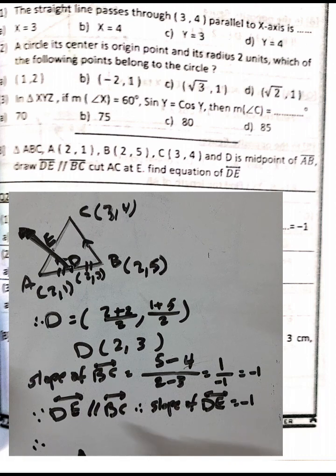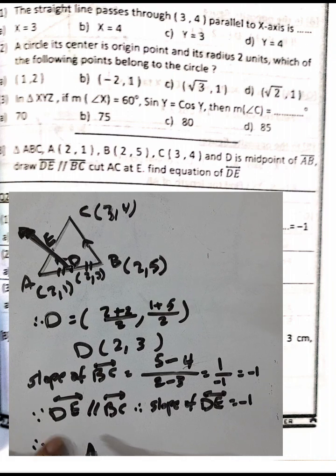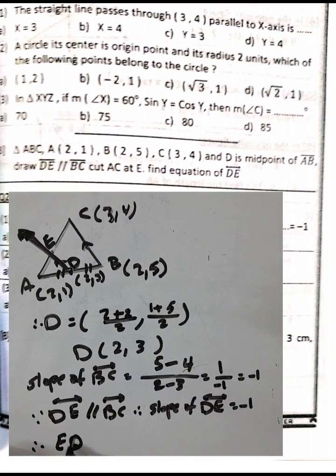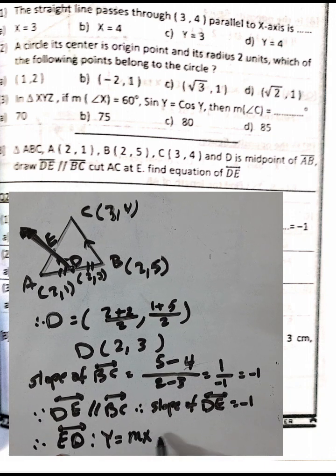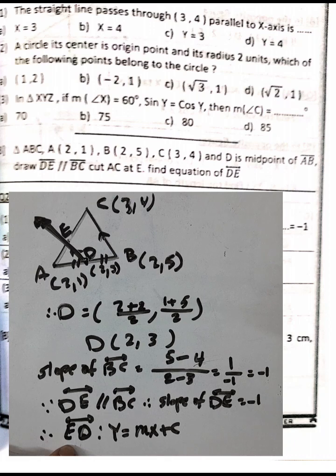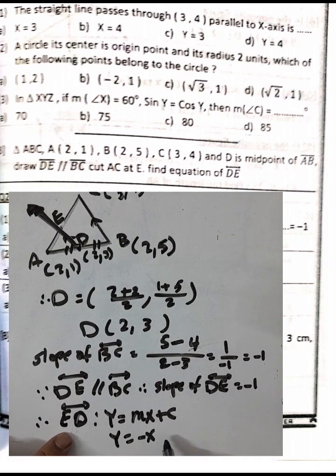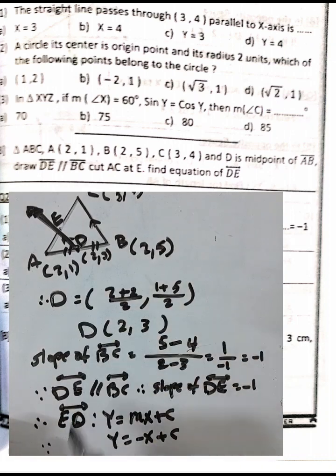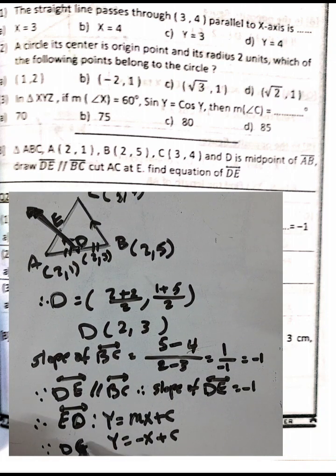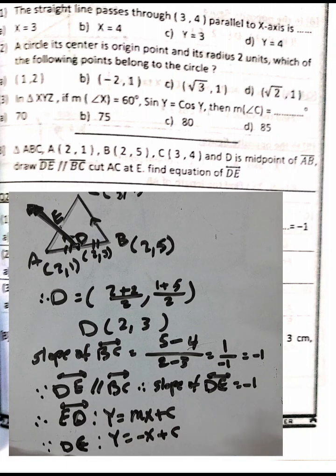Then you can write the equation of DE, or we can write here, I will write ED, such that the equation of ED is y equals mx plus constant. M here, the slope, was negative 1, then y will be negative x plus constant. And we have point D on the straight line. This point is on the straight line here.